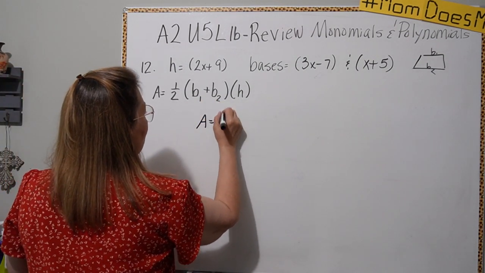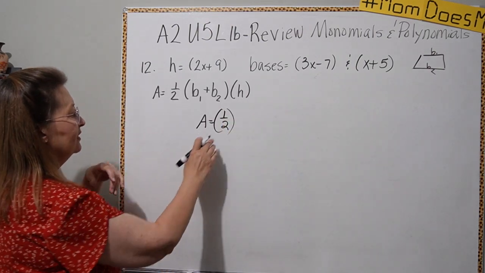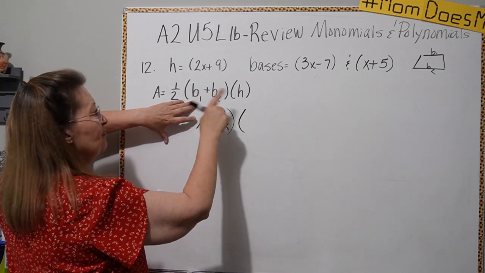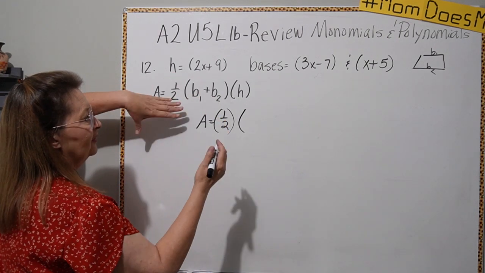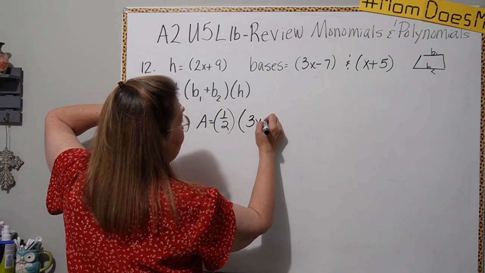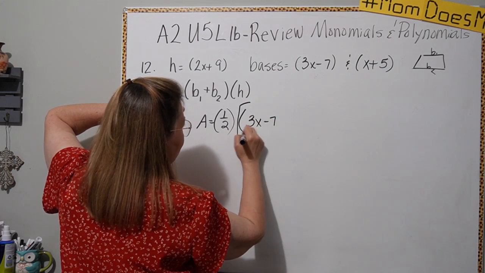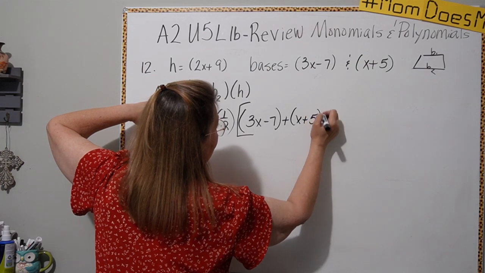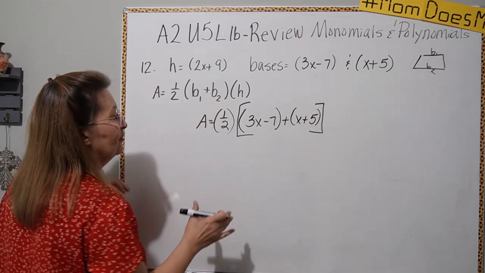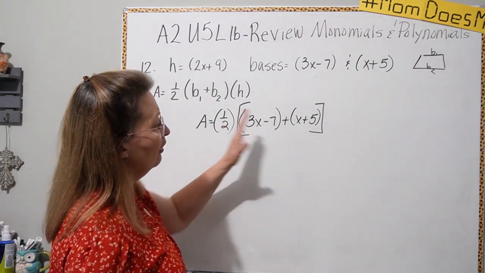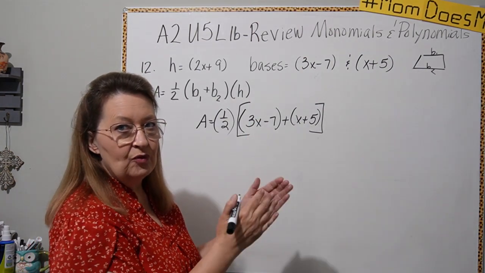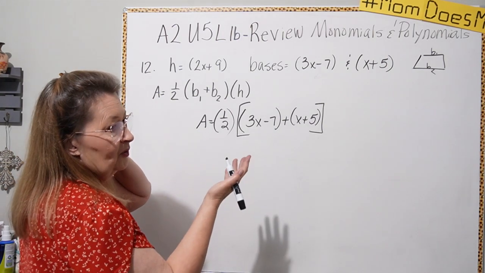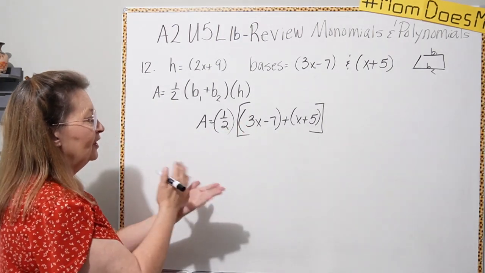Area is equal to 1/2. The 1/2 is non-negotiable. It's in the formula. So next I want to add B1 plus B2. It doesn't matter which one is 1 and 2 because you're going to add them together. So we're just going to put 3x minus 7, and let me put this in brackets, plus x plus 5. Another point of review, the difference between brackets and parentheses is nothing. You alternate them because it makes it easier to see what's grouped and what's not. So you can use brackets anytime you want to use parentheses. They're the same, they're equal.